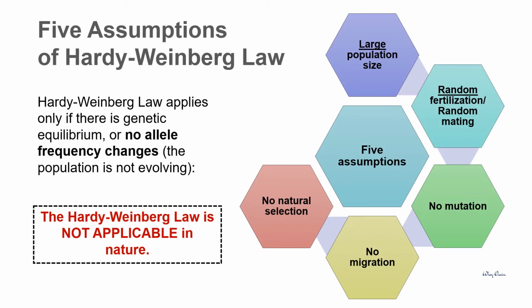Hardy-Weinberg law applies only if genetic equilibrium is achieved, which means no changes in allele frequencies for the population. And there are 5 assumptions of Hardy-Weinberg law, which include large population size, random fertilization or random mating, no mutation, no migration, and no natural selection. Many scientists agree that the Hardy-Weinberg law is not applicable in nature because it is quite rare to observe a natural population that achieves all these 5 assumptions.